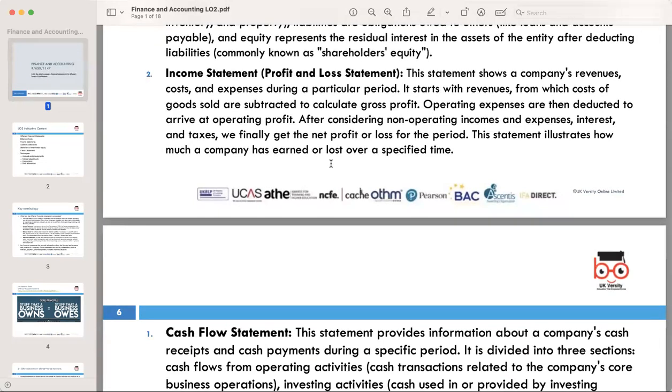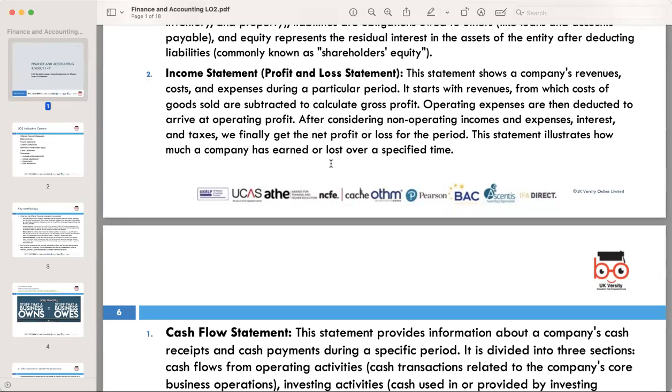This statement provides information about a company's revenue, costs, and expenses over a particular period. It starts with revenues, which are income generated from the company's operations. From the revenues, we subtract the cost of goods sold to calculate the gross profit. Then we deduct operating expenses to arrive at the operating profit. After considering non-operating income and expenses, interest and taxes, we finally get the net profit or loss for the period.